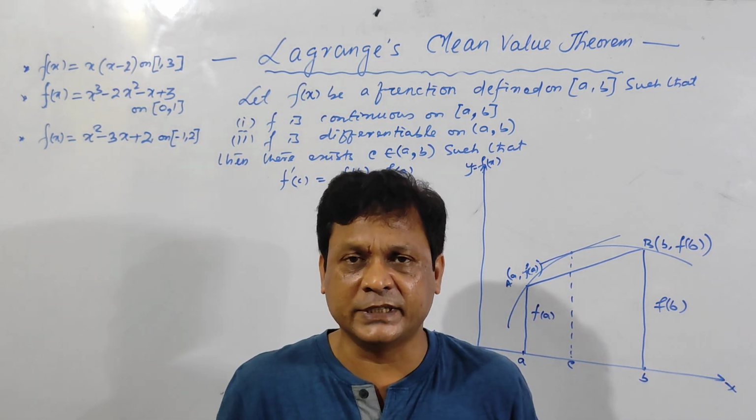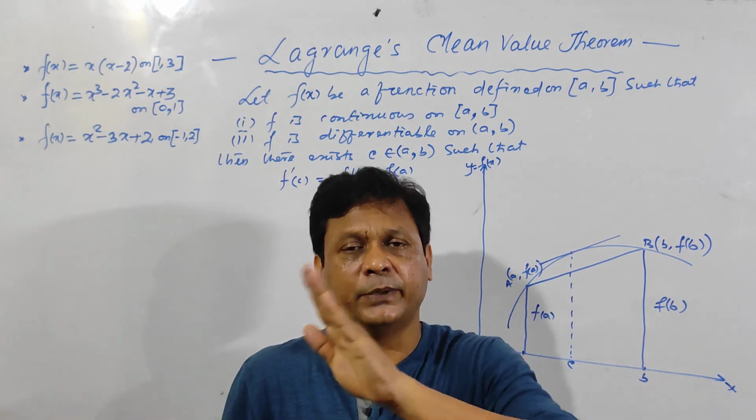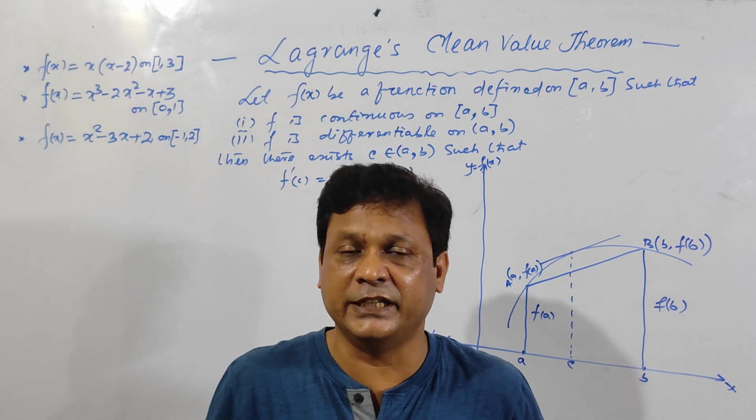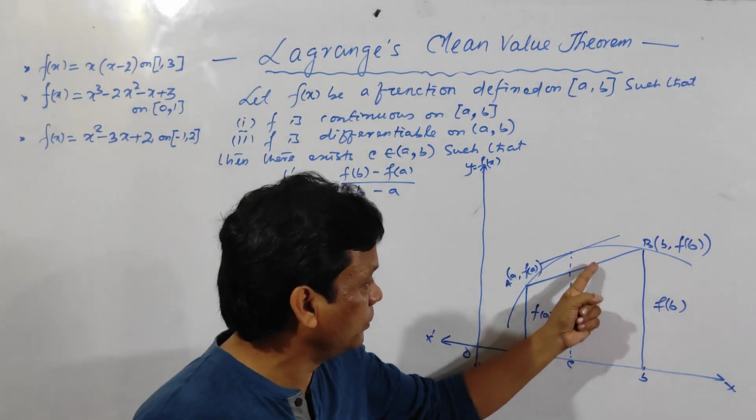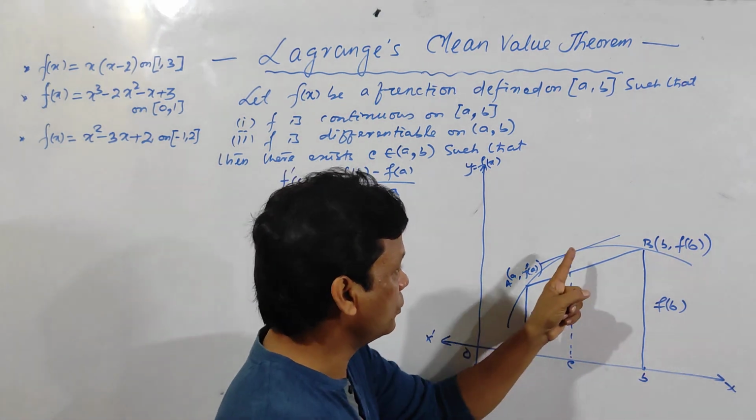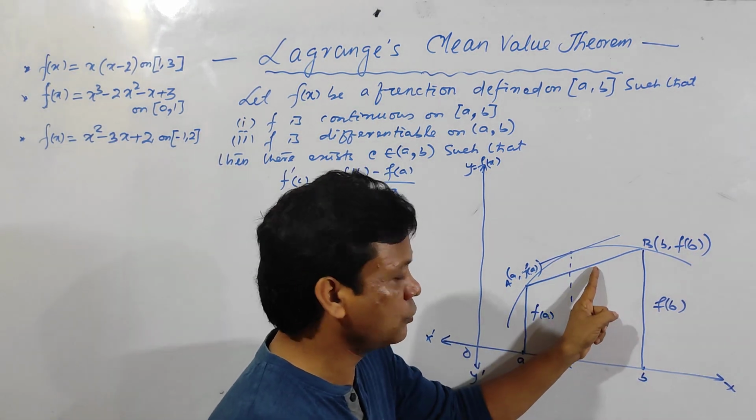And what is the slope of this line segment? y2 minus y1 divided by x2 minus x1. And what is the slope of the tangent at x equal to c? It is f dash c. So since the two lines, that means the tangent and the chord, are parallel, the slope of the tangent must be equal to the slope of the chord.